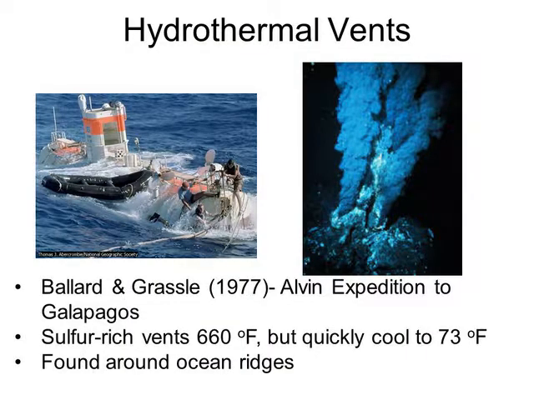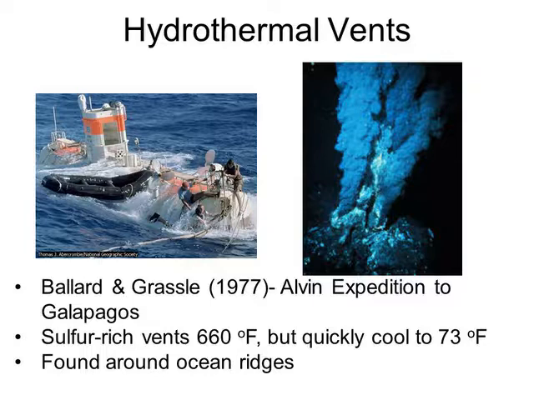Next, you have hydrothermal vents, and these were discovered by the Alvin expedition back in 1977 when they went to the Galapagos Islands. The Galapagos Islands are very close to the East Pacific Rise, and so these vents are usually found around mid-ocean ridges where there's a lot of volcanic activity, because these vents pump out very hot water that is generally mixed in with a lot of other molecules such as sulfur.